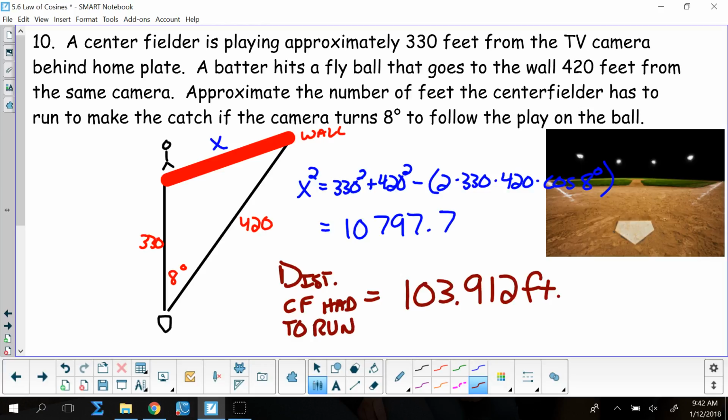How do you know to do cosine? Law of cosines? Yeah. Because like in that last one, I had a complete fraction. I had an angle and its opposite side. Okay. In this one, I don't. I don't have a complete fraction. So that means law of cosines, automatic.